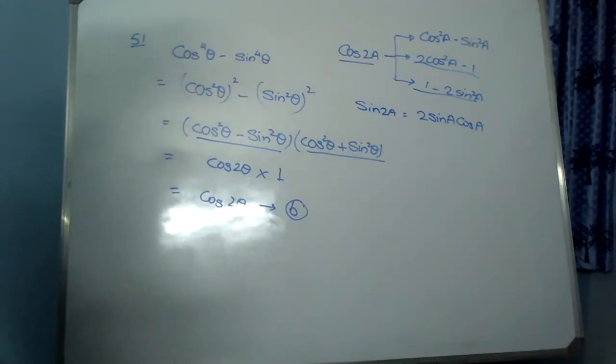Now, next is sine 80 plus cos 50 degree. Okay, so how do we convert this? 80 and 50, right?